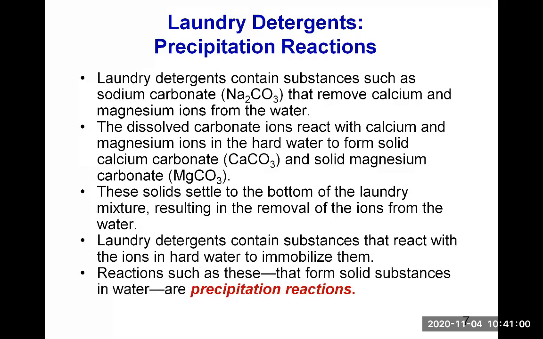And so reactions such as these that form solid substances in water are called precipitation reactions. So a precipitation reaction is when you're forming a solid powder when you are mixing two aqueous solutions, two liquid substances.